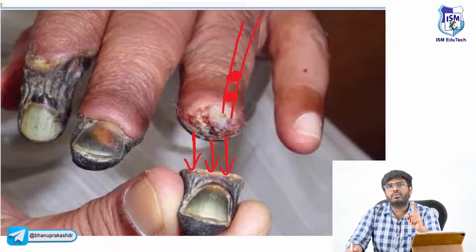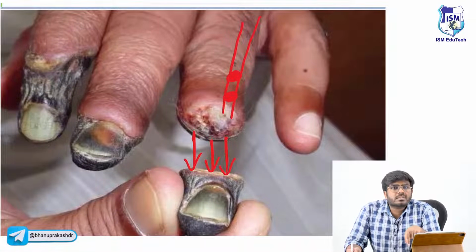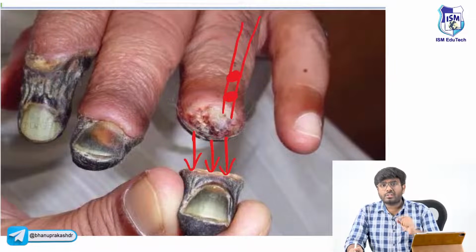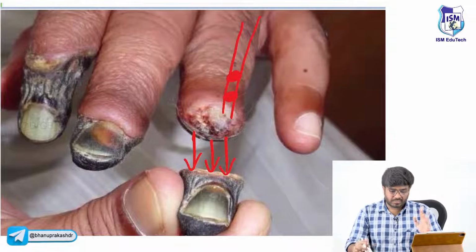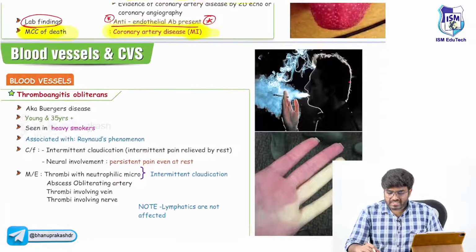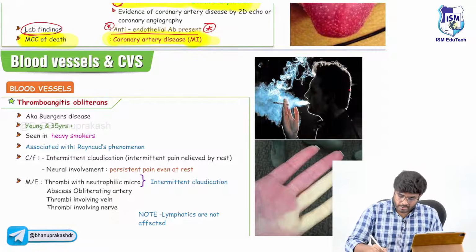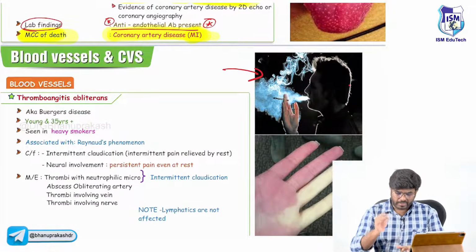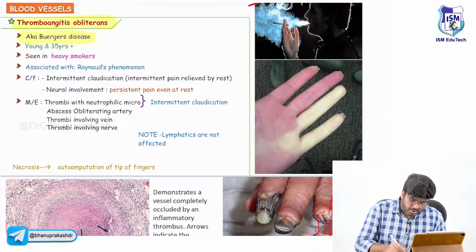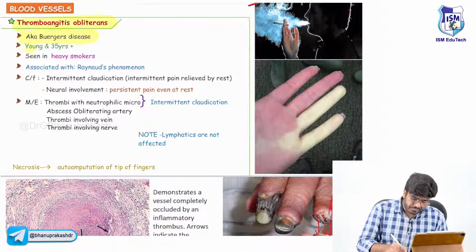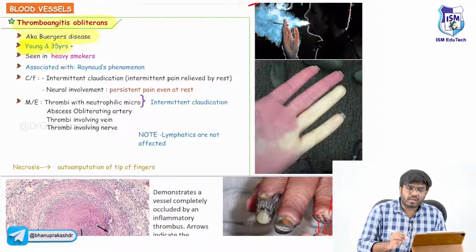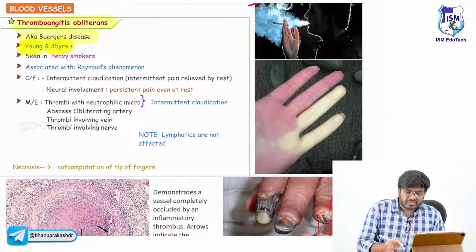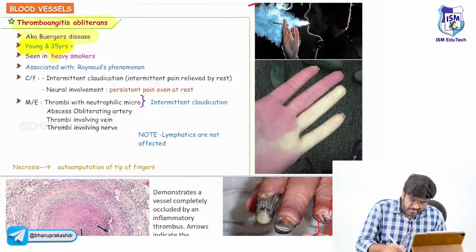Very, very important MCQ. Auto amputation of the fingers is seen in which type of vasculitis? It is seen in thromboangiitis obliterans, also called Buerger disease. In whom will we see this, sir? See, dekho, it is seen in heavy smokers. We will go one by one. Thromboangiitis obliterans, also called Buerger disease, is seen in the young. Why? Because young people are the ones who smoke most. Young people, around 35 years. Okay, seen in heavy smokers.